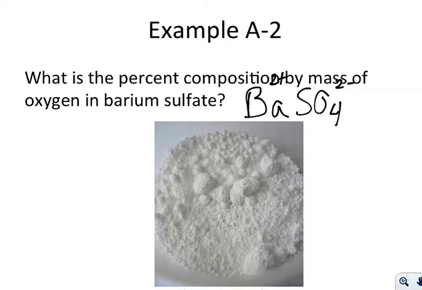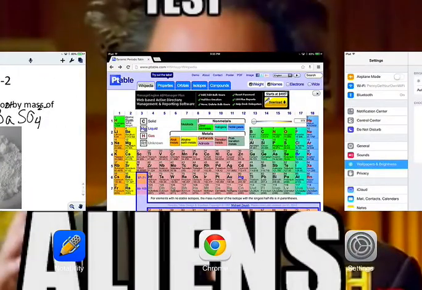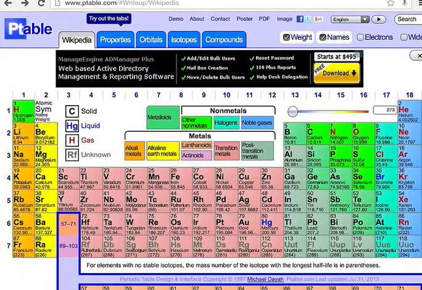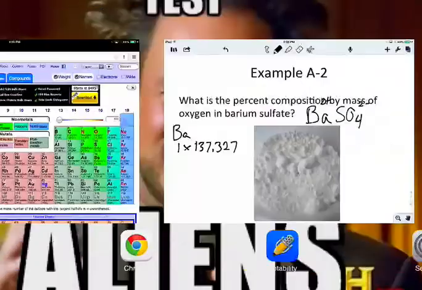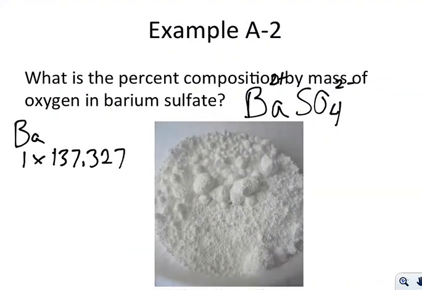So now, what is the percent composition by mass of oxygen? You have to figure out what the total mass is. So you start off with barium. You have one barium, and barium has an atomic mass of 137.327. Once again, the reason I got that number is I came to the periodic table and looked at barium. Barium is down here, it's element 56, and it is 137.327. So we come back here, we have 1 barium at 1 times 137.327.